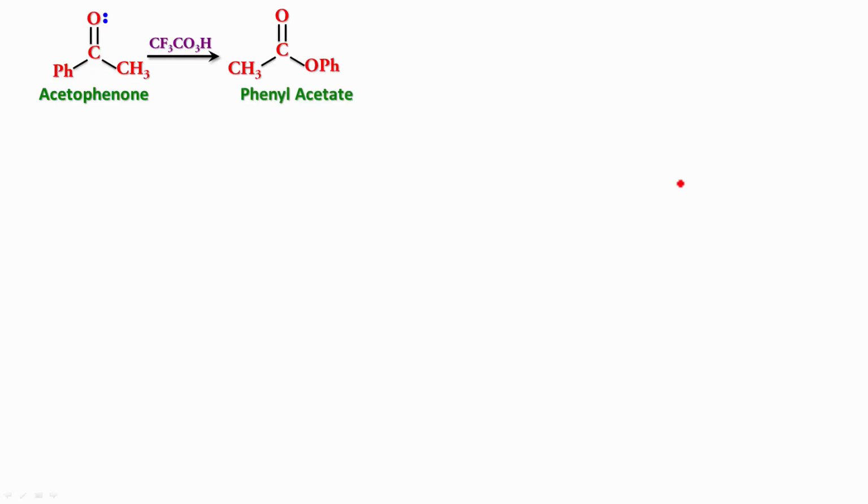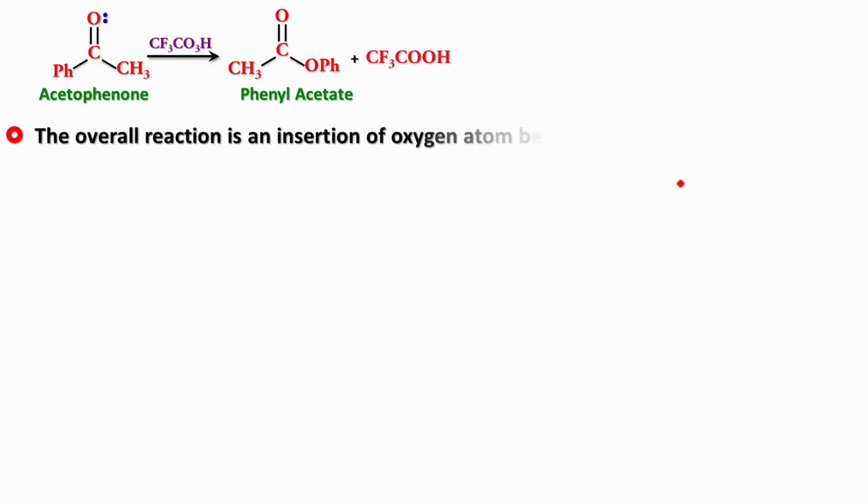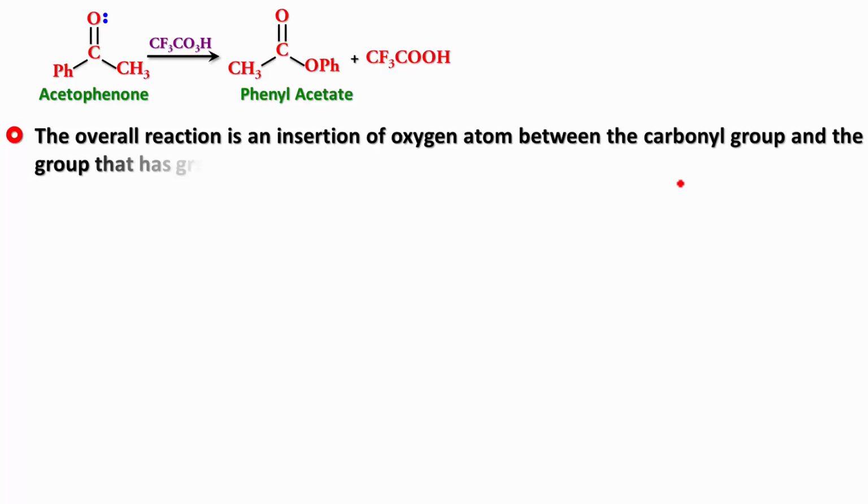Now one can say it's the insertion of oxygen. Oxygen is getting inserted in between the carbonyl carbon and one of the R groups. So the overall reaction is an insertion of oxygen atom between the carbonyl group and the group that has a greater migrating tendency. So first of all, we're going to look at the mechanism.